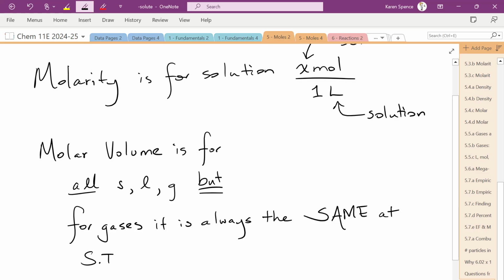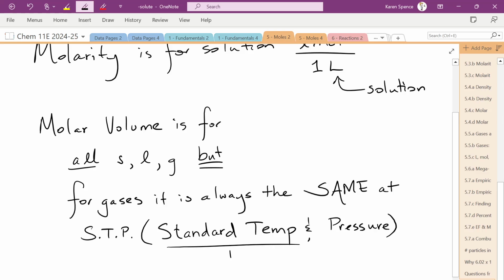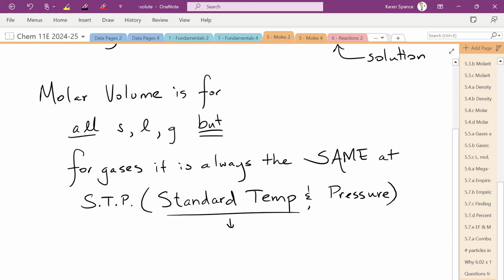What does STP stand for? Tell your partner. Standard what? Temperature and pressure. Do you remember what standard temperature and pressure is? What's standard temperature? Standard temperature is 0 degrees Celsius. What's standard pressure? 1 atmosphere.